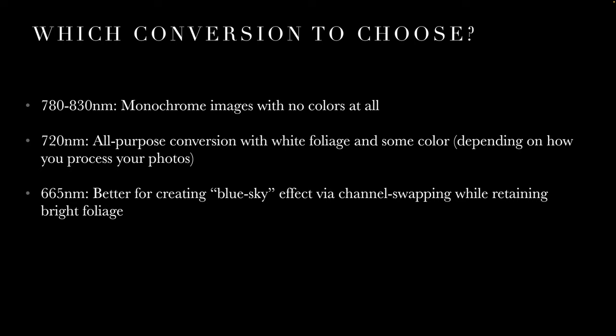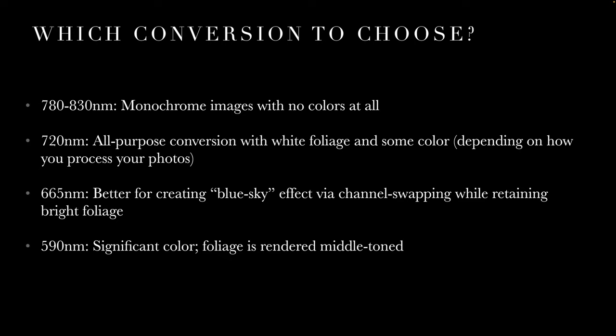The next one down is 590. And with 590, we're now into the yellows and even the greens a little bit. And this produces a lot of color. We're bringing in much more color into the image. And the foliage will be colorful. It'll generally be rendered cyan, greenish, but it tends to be middle toned. It's not going to be as bright. With 590 images, you're going to need to do a lot more post-processing and you need to be better with your processing software.